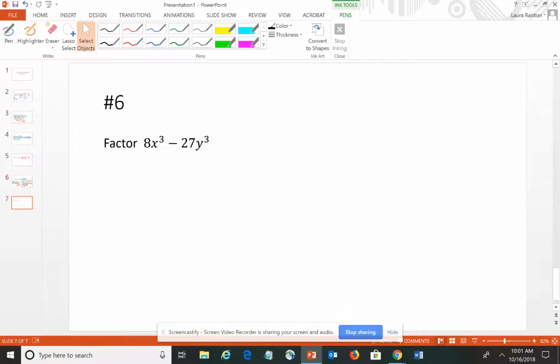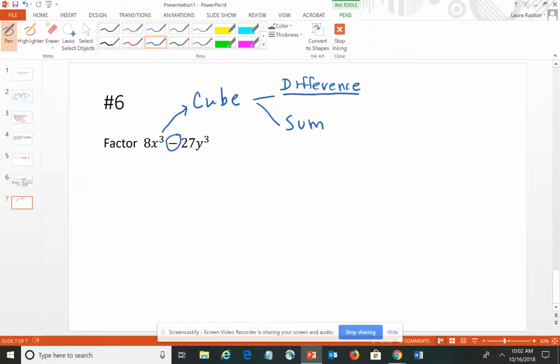And finally, question number 6 asks you to factor 8x to the third minus 27y to the third. And you may think, well, Ms. Ralston, that doesn't factor. But it really does, because if you'll notice, you have exponents of 3, which makes me think about a cube. And I know that I have 2 special formulas for cubes. I have the difference of 2 cubes, and I have the sum of 2 cubes. Well, the other thing I notice is that I have this minus sign, which takes me to the idea of being a difference of 2 cubes.